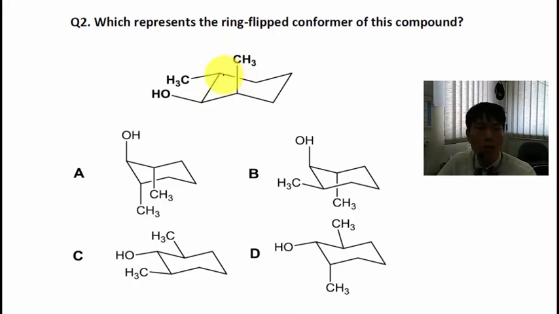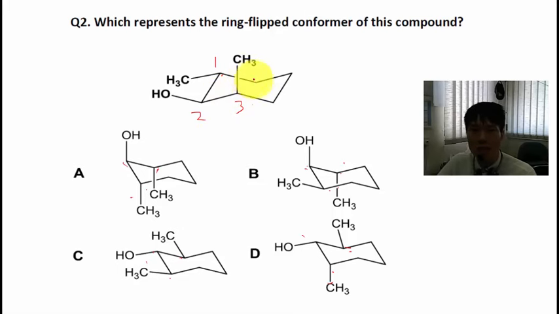So here for this compound, originally you have 1, 2, 3 tris up. I just check first. 1, 2, 3 tris up, 1, 2, 3, 1, 2, 3, 1, 2, 3. All are 1, 2, 3 tris up, so I can't eliminate anything. Next, 1, 3 are your methyl. So I check 1, 3 methyl, 1, 3 methyl, 1, 3 methyl. Again, I can't eliminate anything.